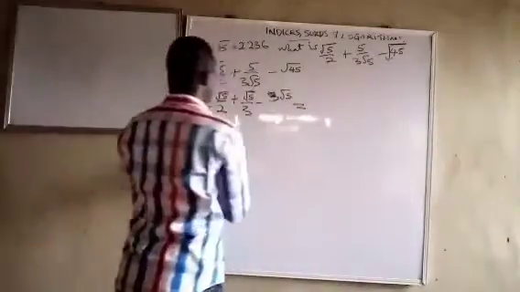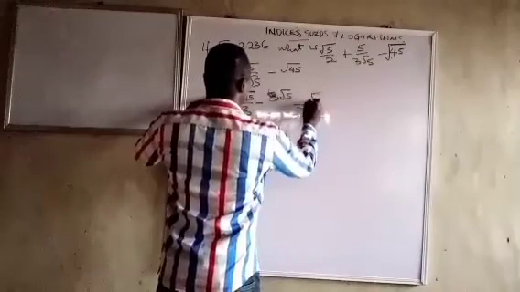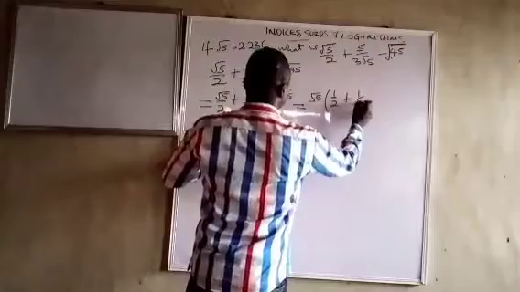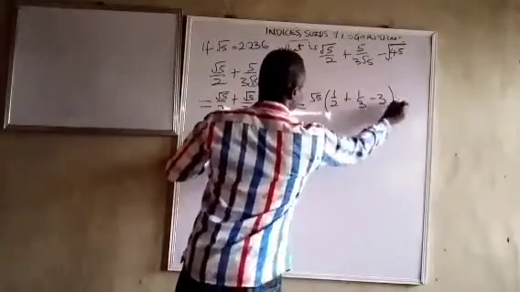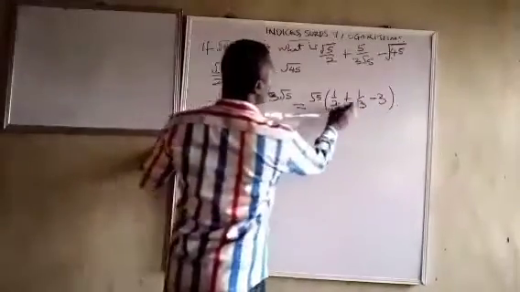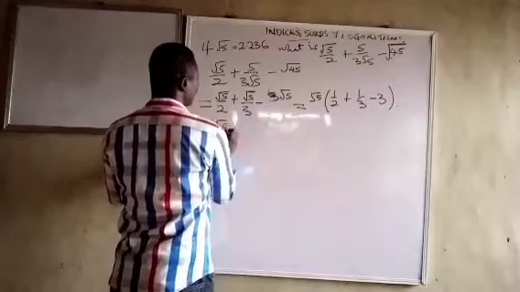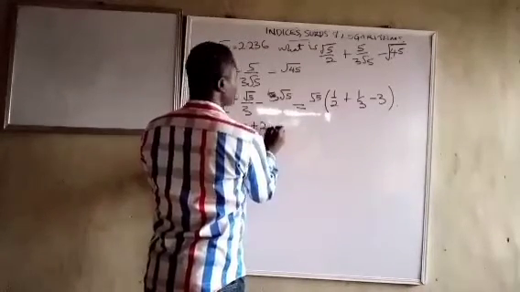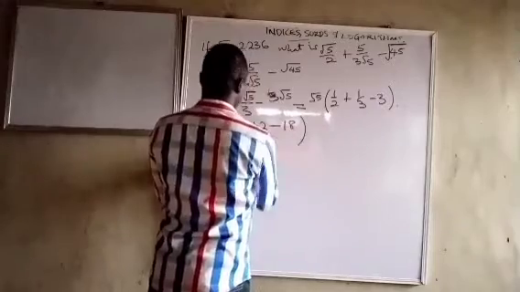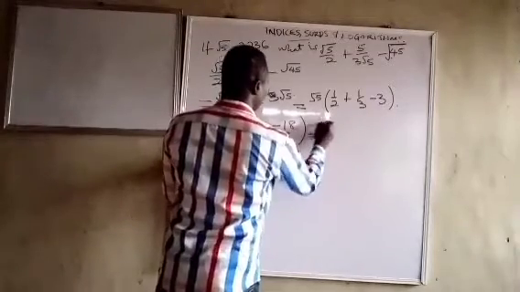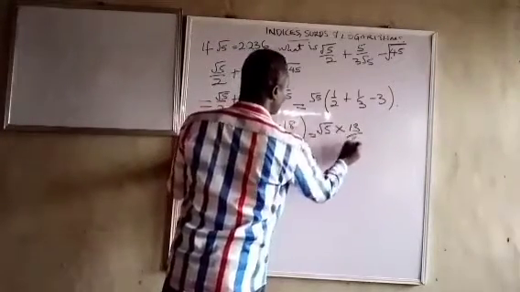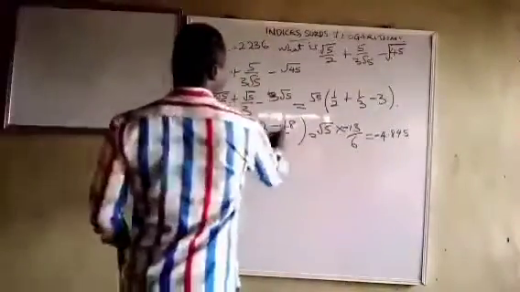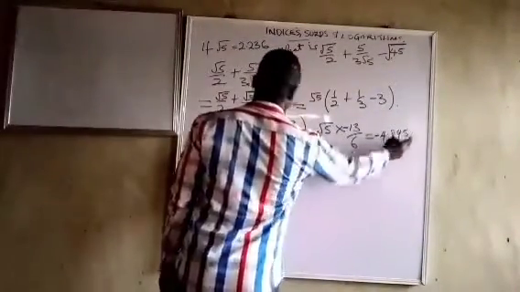So if we work it further, it's going to give us root 5 into 1 half plus 1 over 3 minus 3, which is equal to root 5, and what's the answer? 6 into 3 plus 2 minus 18 over 6, which is root 5 times 13 over 6. So what does this give us? This one is minus 13, and so it gives me minus 4.845.